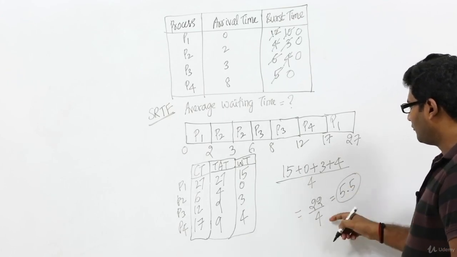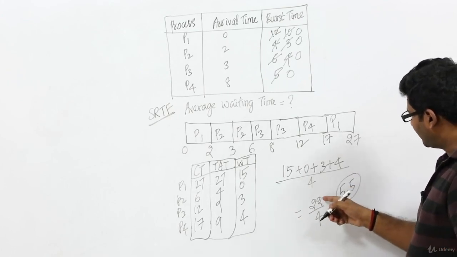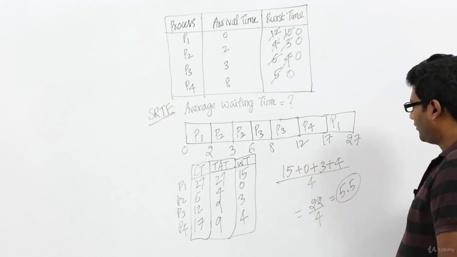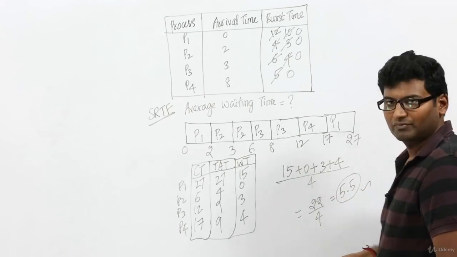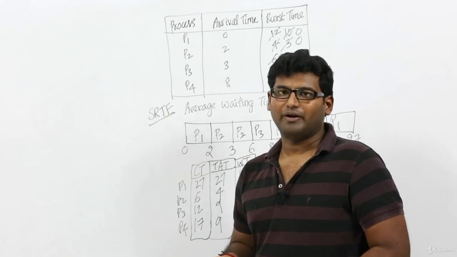5 fours are 20, and we have 2 remaining, so it becomes 5.5. So 5.5 is the answer. The average waiting time is 5.5 for this problem.